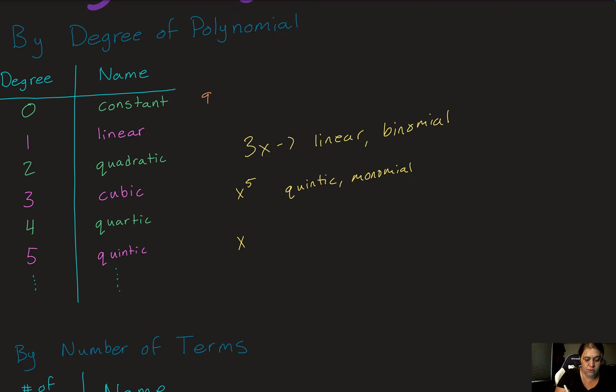We can do 3x to the 5th minus 74x cubed plus 17x to the 7th. Oops. That would be whatever the 7th one is. I should not have done that. We'll do squared. That's boring. Anyway, quintic. And this is a trinomial. Trinomial. There we go. Beautiful.